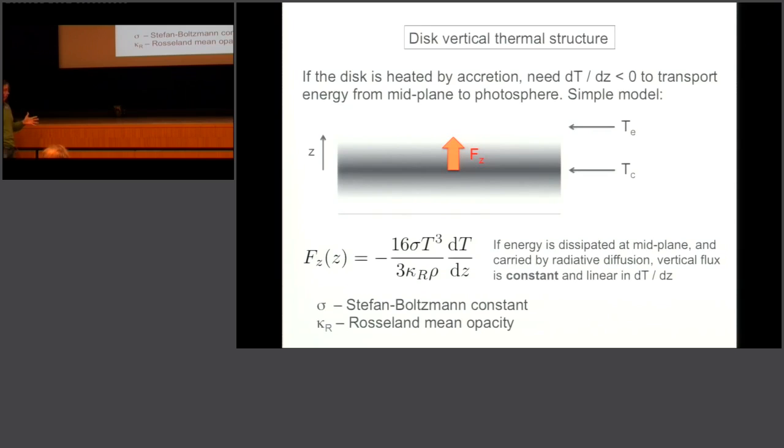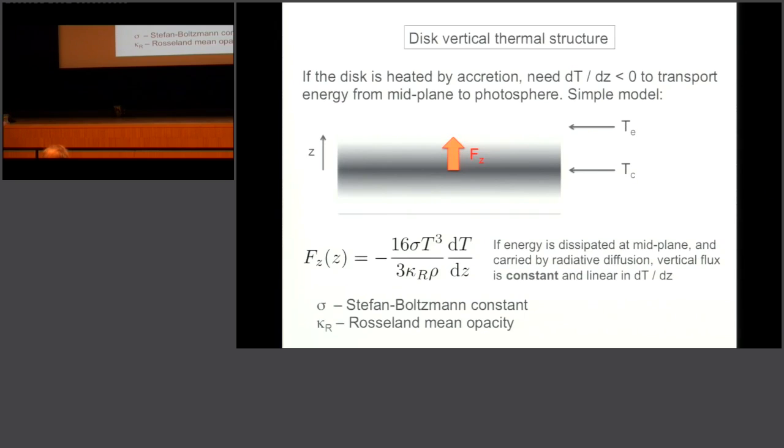And when we think about models for FU Orionis objects, that's often a reasonable assumption, because at these very high accretion rates that are produced during those outbursts, the heating by stellar irradiation will be much less important than it is in an ordinary disk, where the accretion rate is much lower. So if the disk is being heated by accretion, clearly there has to be a temperature gradient, if the disk is optically thick, between the midplane and the surface, in order for energy to be transported from the midplane to the surface and then eventually radiated from the photosphere.